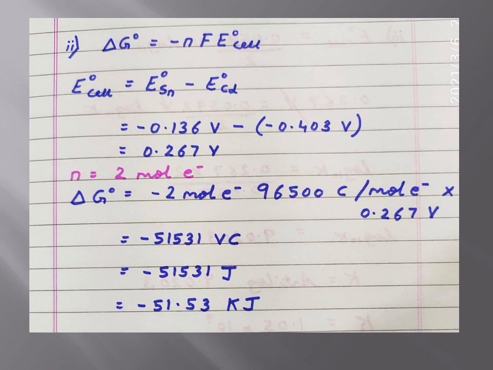Substituting all these values in delta G, we get minus 51531 volt coulomb, that is equal to joules. So we get delta G0 is equal to minus 51531 joules. Now when we convert joules into kilojoules, it is 10 raised to minus 3, so shifting 3 places, we get delta G0 is equal to minus 51.53 kilojoules. So over here we got the value for standard Gibbs energy change.